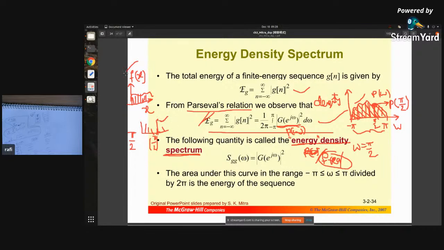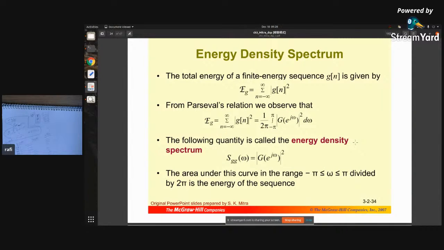Okay. Likewise, in a probability density function, the area under the probability density function is 1. So likewise, the area under this energy spectral density is called energy. That's the area we are calculating. Area under this energy spectral density means the square of the magnitude of the DTFT. Okay. So this is what you should understand.